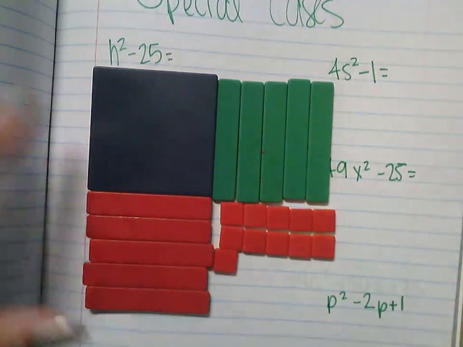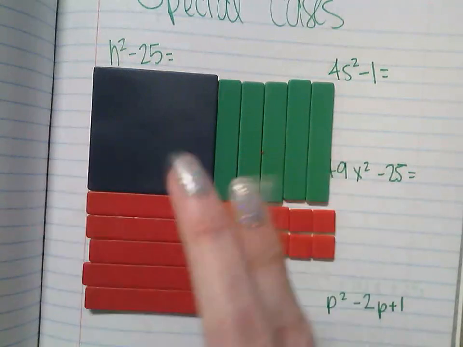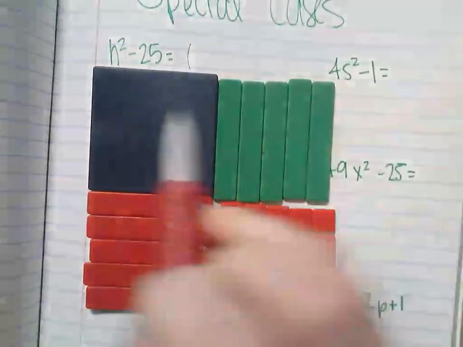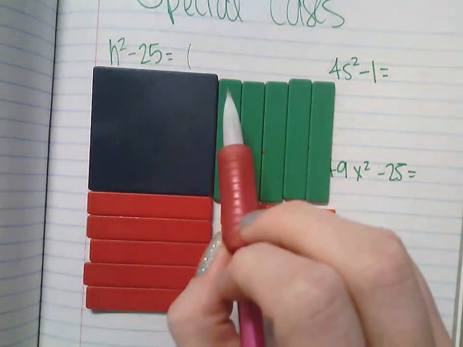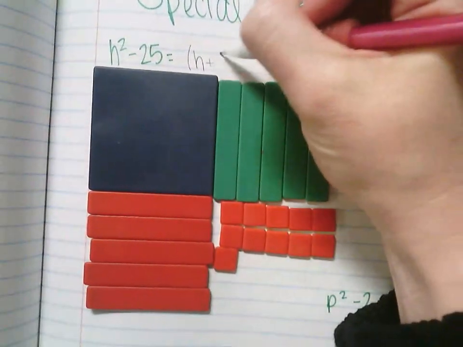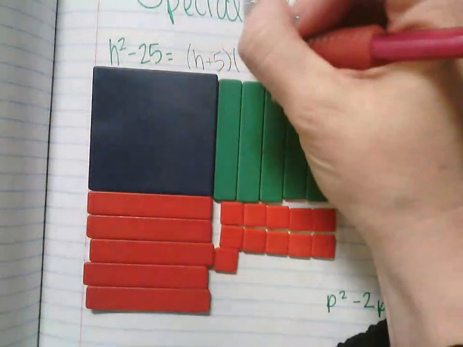Okay, so we've made the h squared minus 25. We had to add these. They cancel each other out. But when I write that final answer, with my two sets of parentheses, what's it going to be? What's across the top? H plus 5. And then what goes down the side? H minus 5.